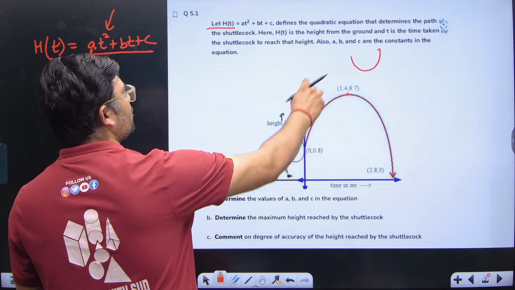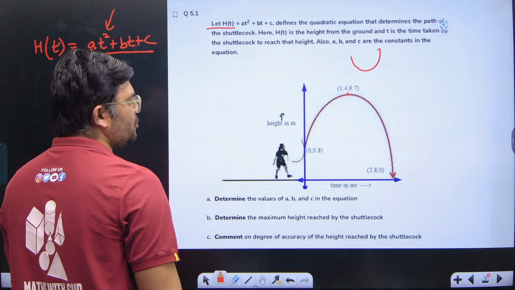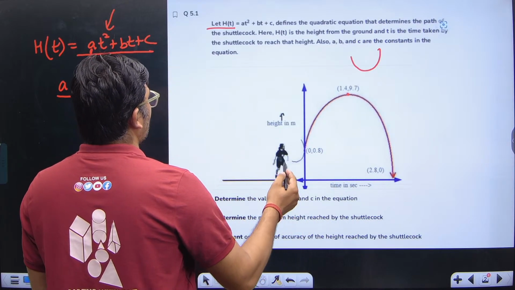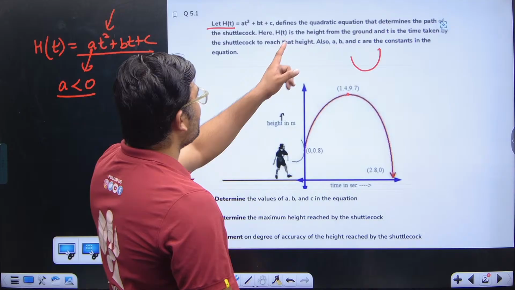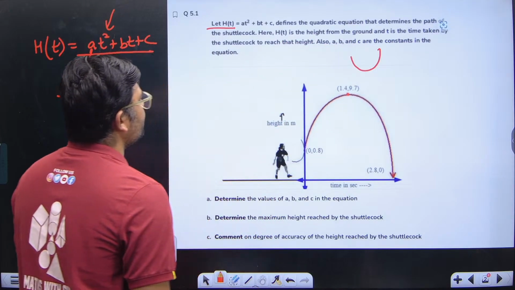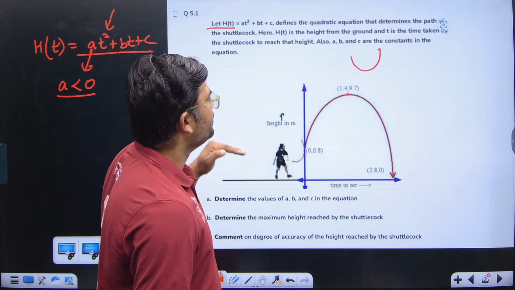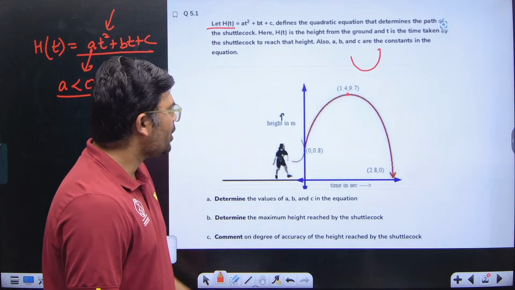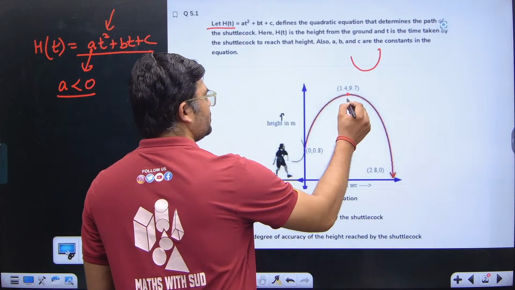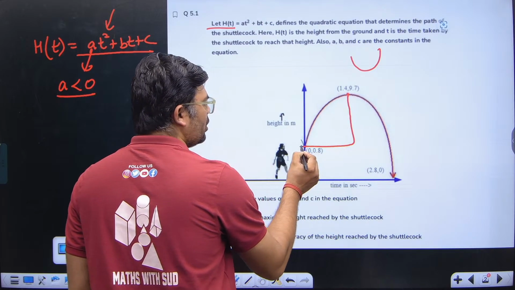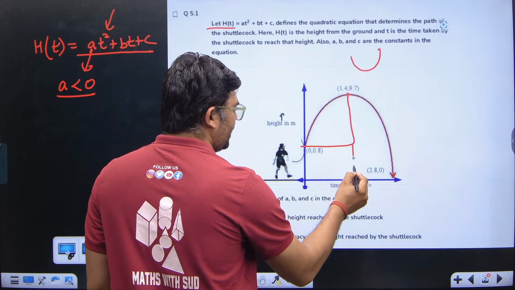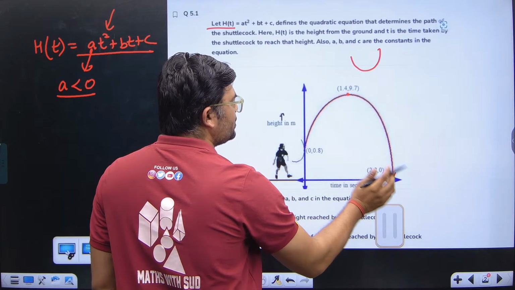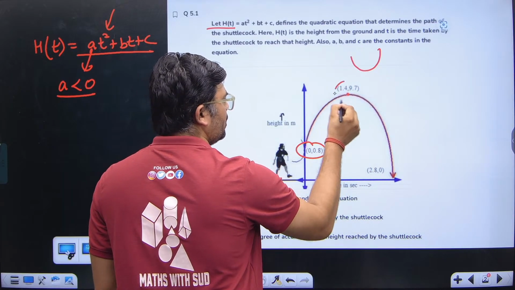Now let us see. This is the path of a shuttlecock. It starts from 0, 0.8 and then it will reach up to this point. Now they are asking, st is the height from the ground and t is the time taken. So this is the height, and this is the time taken by the shuttlecock to reach that height. The time is not given, but there are certain points which are given: this point, and this point.